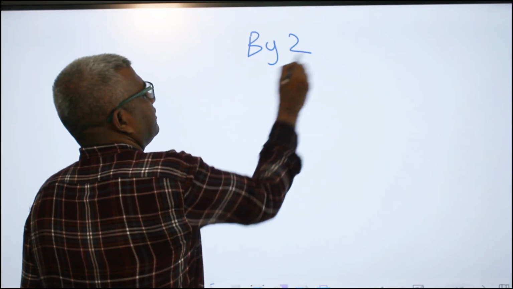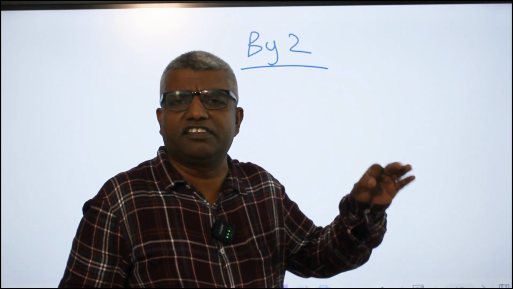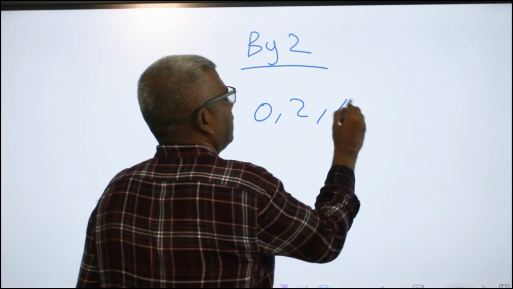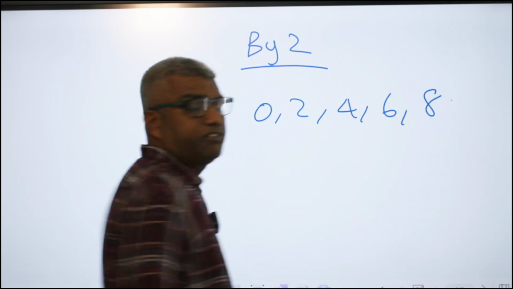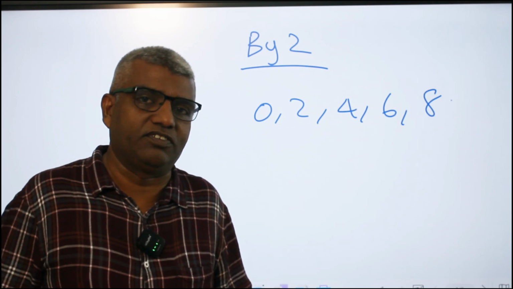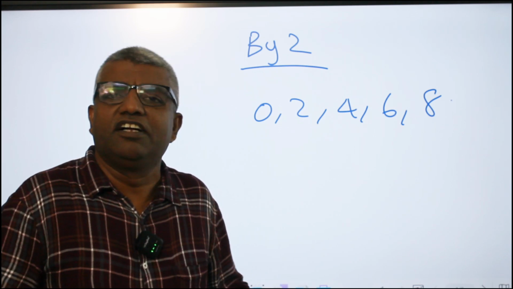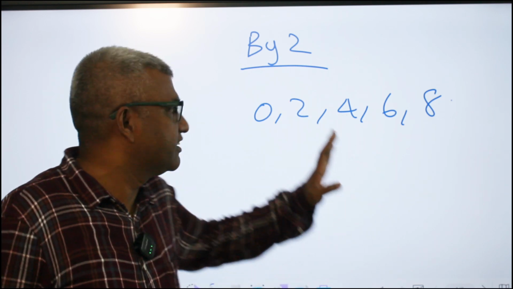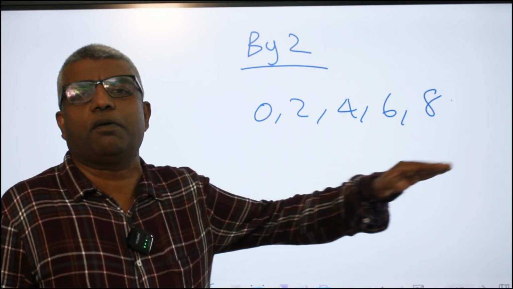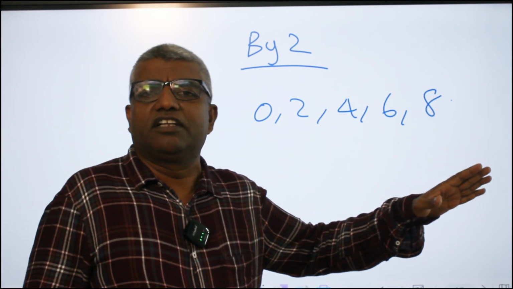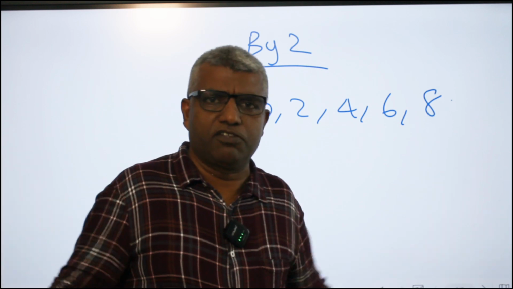Divisibility by 2. What is the rule? Check the last digit. If the last digit is 0, 2, 4, 6, 8, then the number is divisible. Why check only the last digit? Because 10 is divisible by 2, so only the last digit matters. If the last digit is divisible by 2, then the entire number is divisible by 2. If not, then the entire number is not divisible by 2.